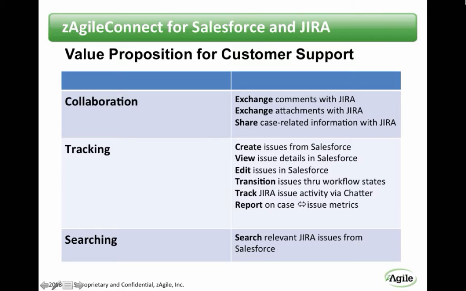Tracking issue activity via Chatter, just to make it easier. So we've looked at a lot of different ways that support teams can know what's happening to any of these escalations within engineering. And then, of course, reporting on case and issue metrics at the account level, at the case level. How many of these issues have been escalated to engineering? What is the status? What is the aging, for example, of various issues related to an account that they're waiting on for resolution?